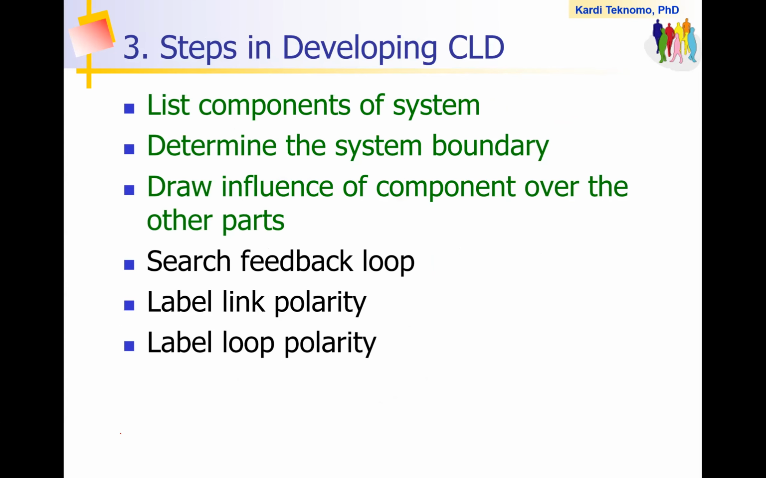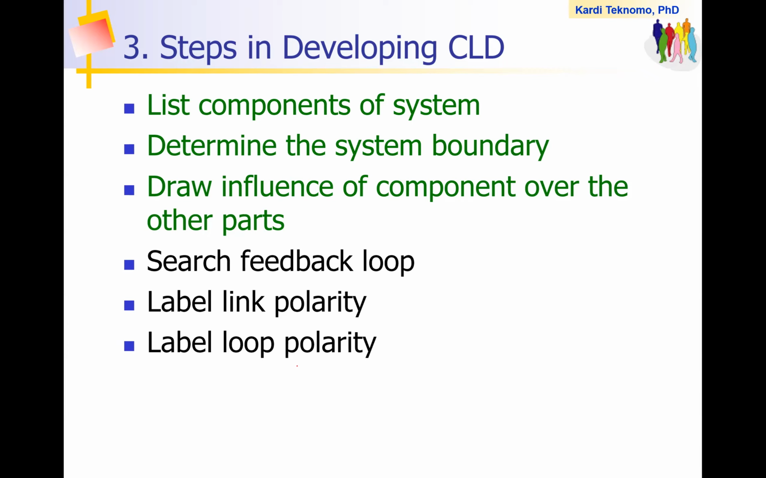So how to develop a causal loop diagram? These are the steps that I suggest. Number one, you list the components of the system. What are the components of the system? Number two, you decide what the system boundary is, and then you draw the direct influence between these components. The indirect you don't need to put an arrow. The direct influence between the components of the system is the one that you put an arrow on. So everything in green, it's easy. You're supposed to be able to do it.